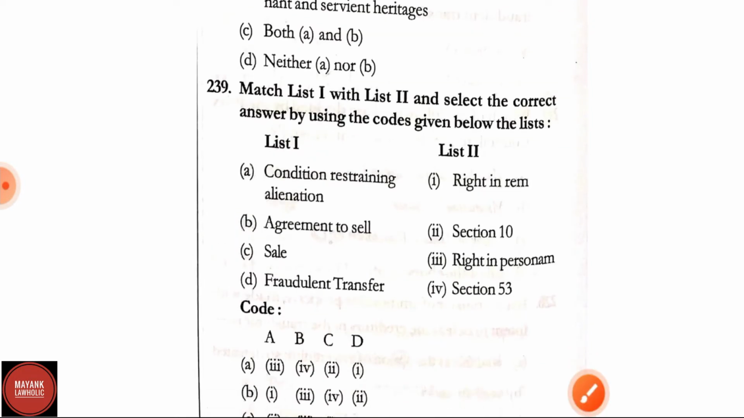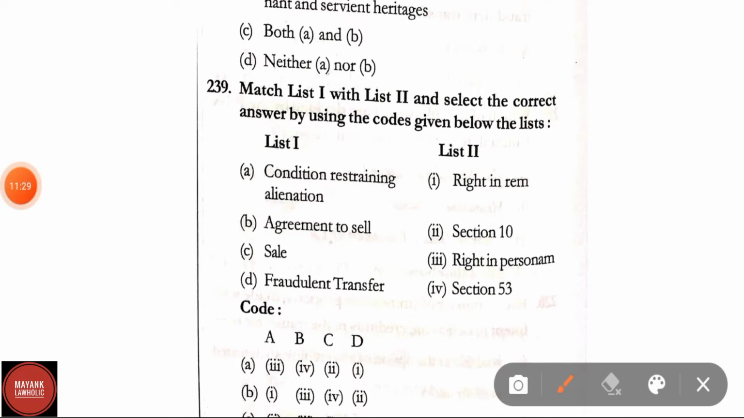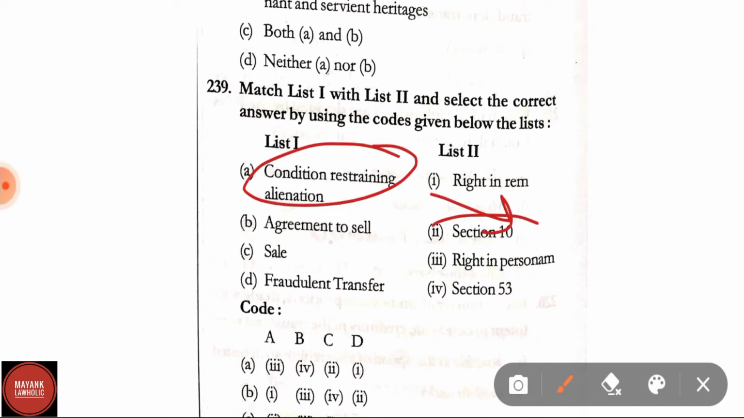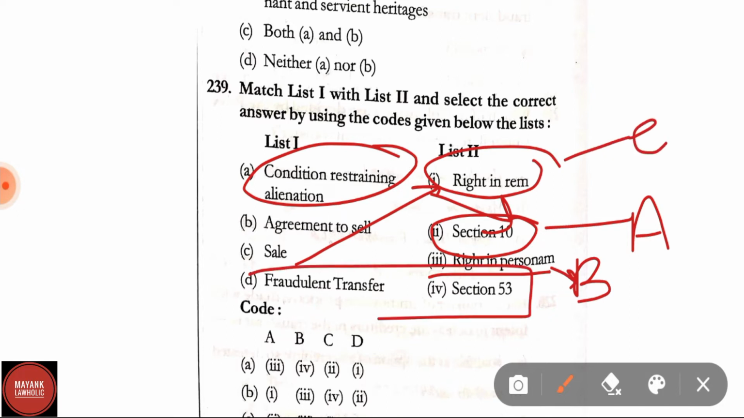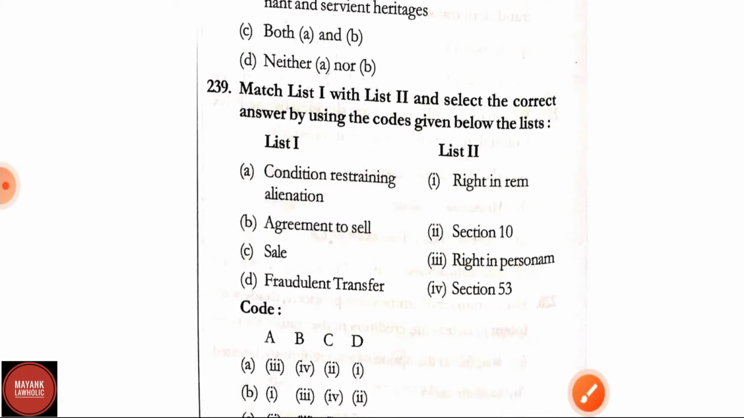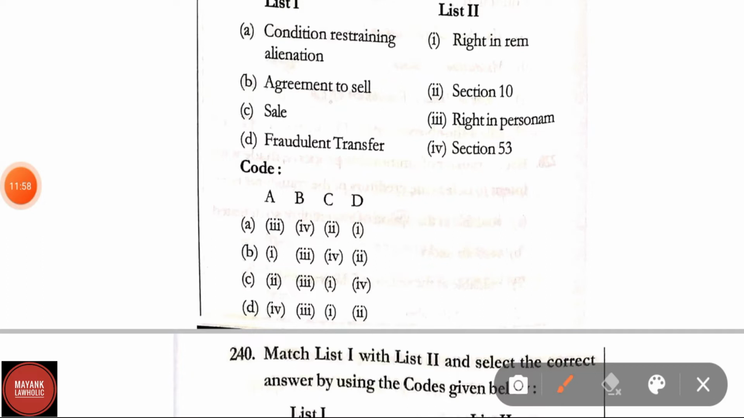Question number 239. Match list 1 and list 2 and select the correct answer by using the codes given below. List 1. Condition restraining alienation is provided in section 10. Agreement to sell, right in personam, and sale, right in rem. Fraudulent transfer provided in section 53. By going through these matches, the correct code will be option C.